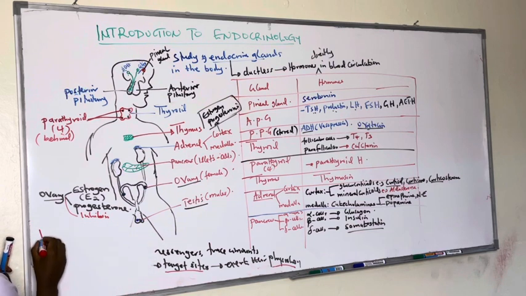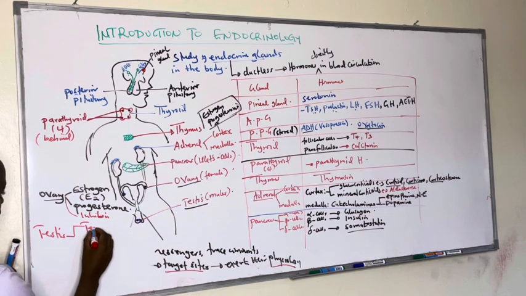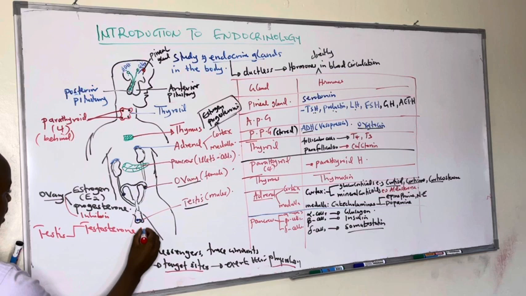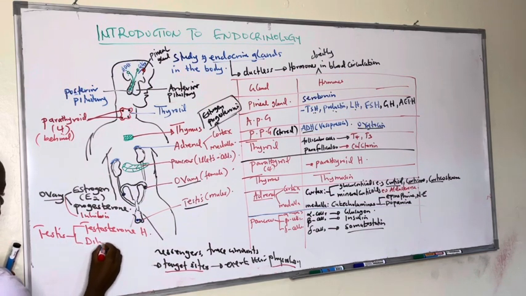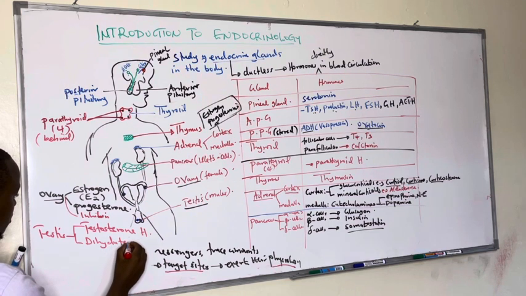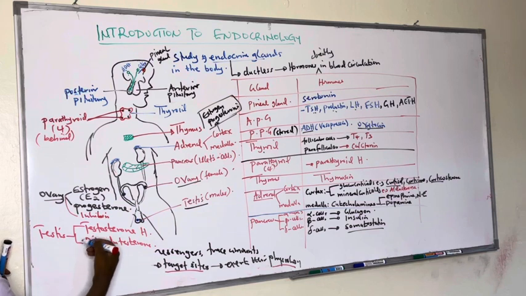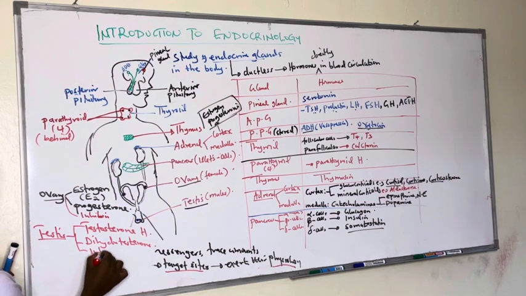Then lastly is the testes. And these testes produce majorly testosterone hormone, which I like most. And then they produce also dihydrotestosterone. So these are some of the hormones that are produced by the testes, not forgetting the inhibin and activin.